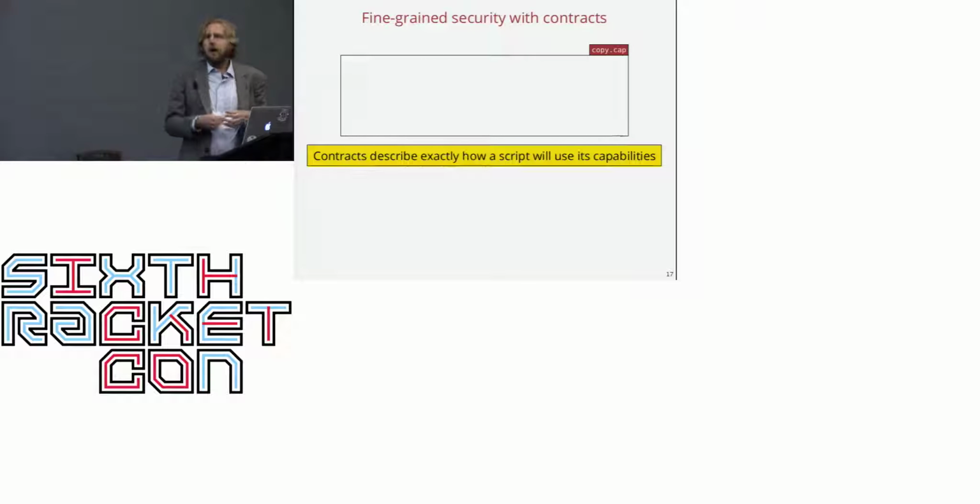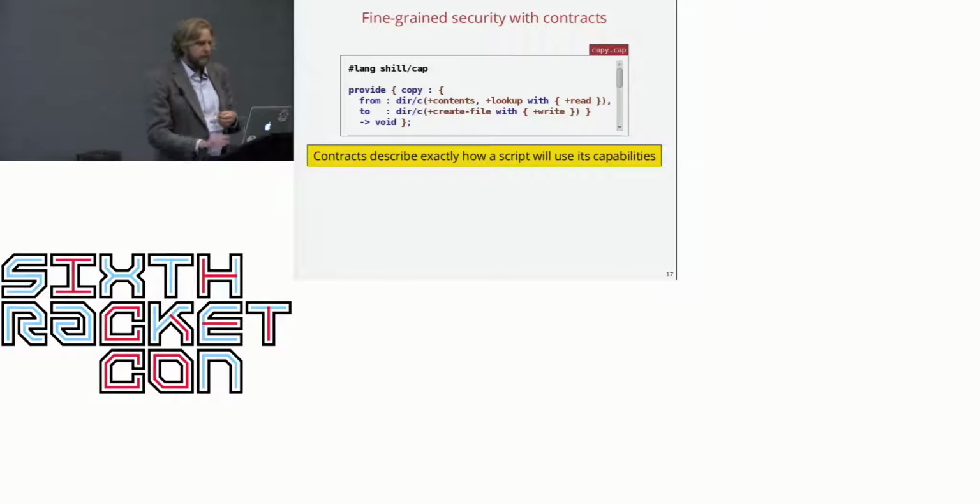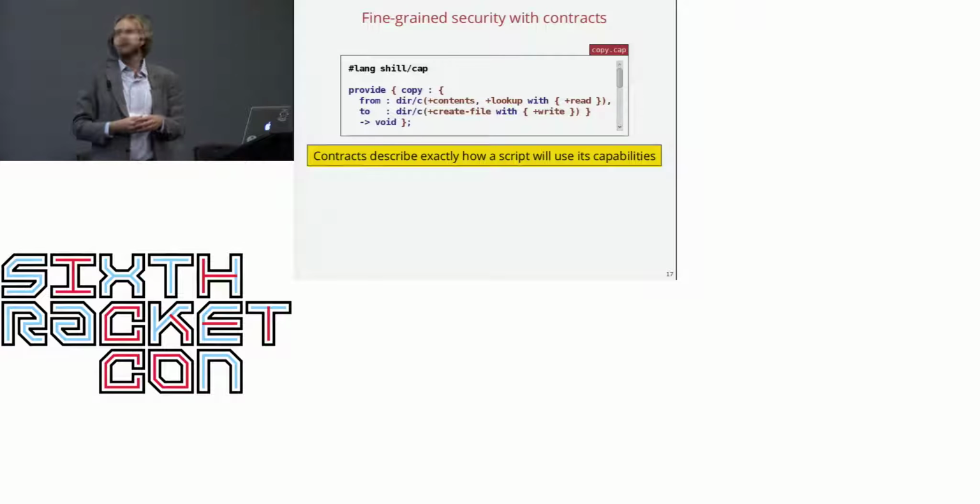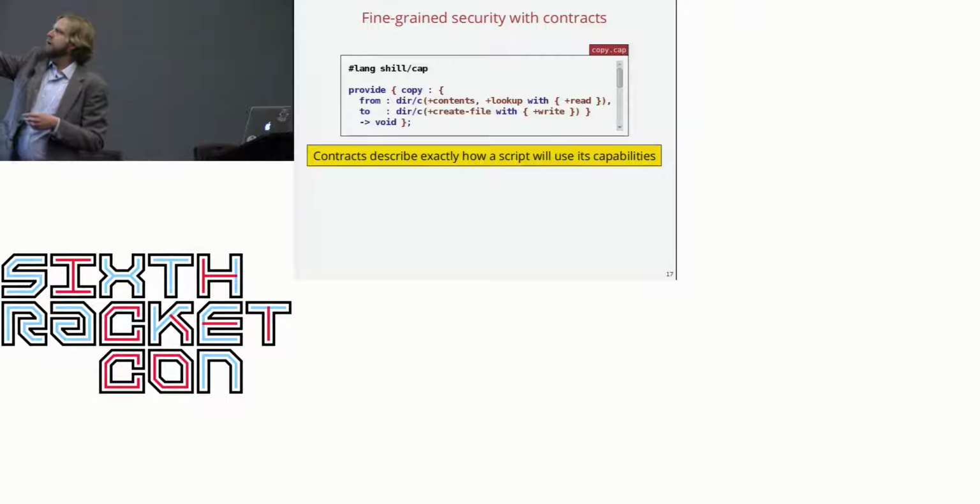And that's sort of where the core of Shill's security comes from. On top of that, though, we actually use contracts, like you might be familiar with in Racket, to give you even more fine-grained control over what a script can do. So here I've taken the copy function that I just showed you before, and I've added this contract to it, which describes how it's going to use the capabilities that I give it.